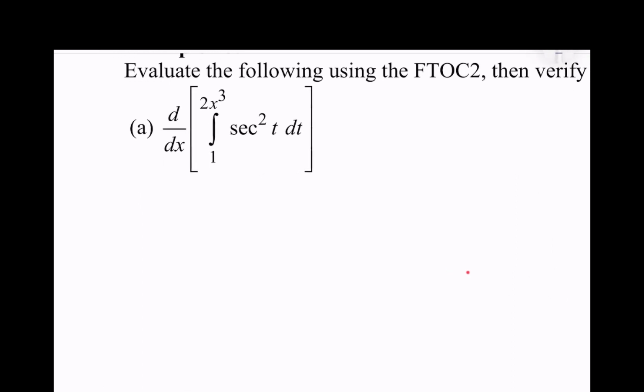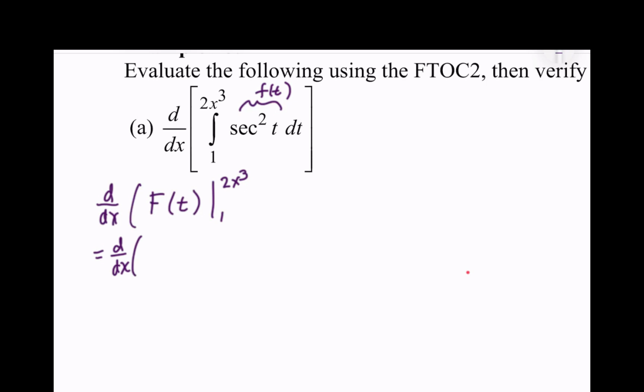All right, so we're evaluating this from 1 to 2x cubed. So I'll show you the long process and then the short process. So the long process is if I had to expand this out. So I'm taking the derivative. I'll just call it big F of t, if this is my little f of t. And I'm evaluating from 1 to 2x cubed. And so expanding this out, I'm taking the derivative of big F of 2x cubed minus big F of 1.